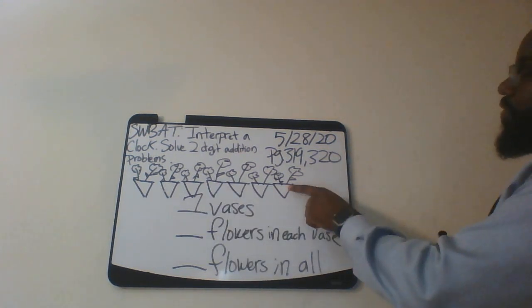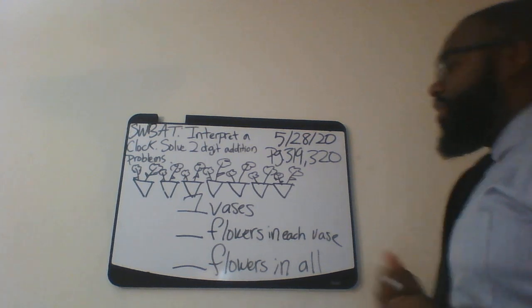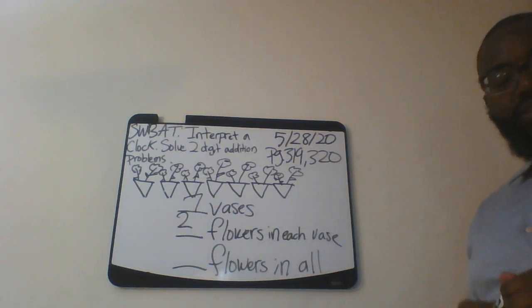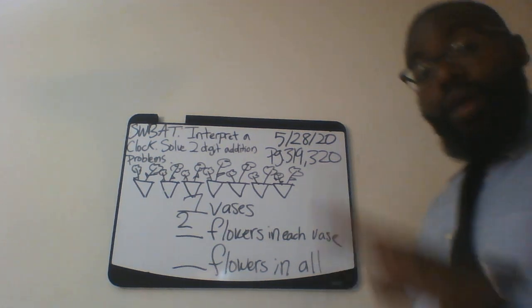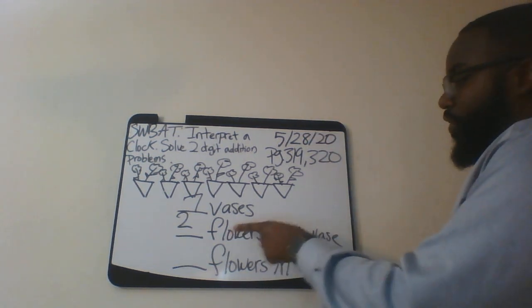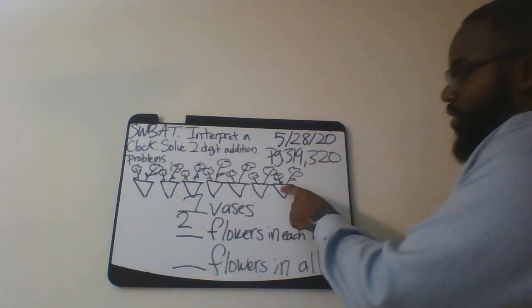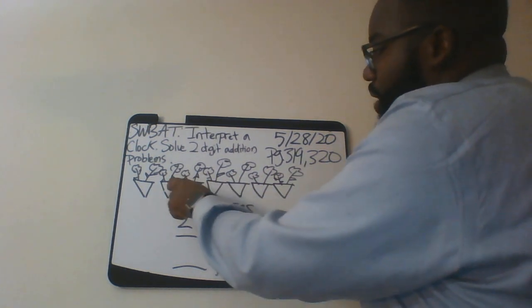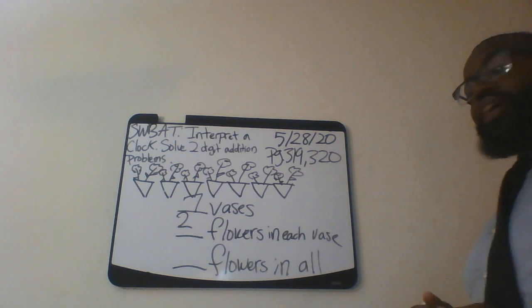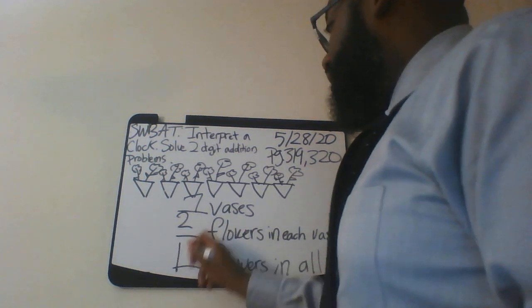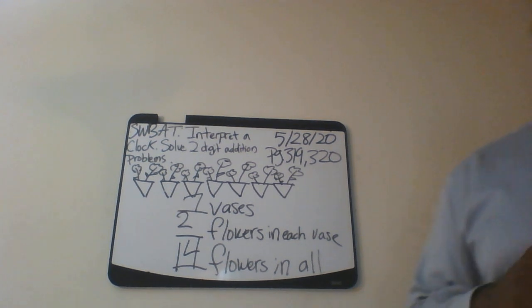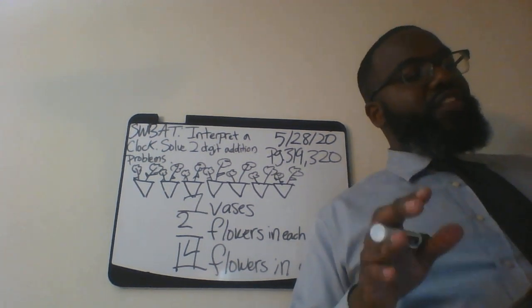Now, how many flowers are in each? So let's just look at this vase. 1, 2. There are 2 flowers in each. Now it says how many flowers are in all. So you simply would count by 2 because there are 2 flowers in each. 2, 4, 6, 8, 10, 12, 14. So there are 14 flowers in all. Okay, so let's focus on the next one. With the birds, you do the same thing for the birds in the nest.